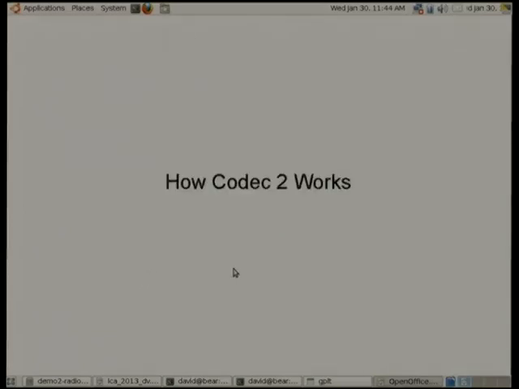Now, I've got an explanation of how Codec 2 works. For those who came last year, this is a little bit different. I keep working on different ways to explain it. It's fairly complex DSP technology inside the codec, but some of the principles are quite easy to explain.